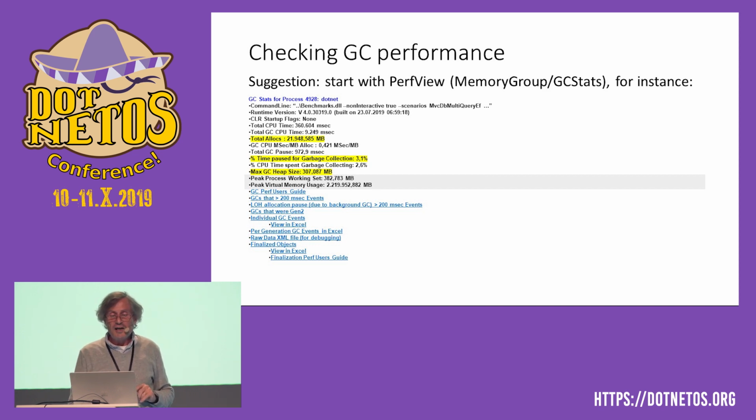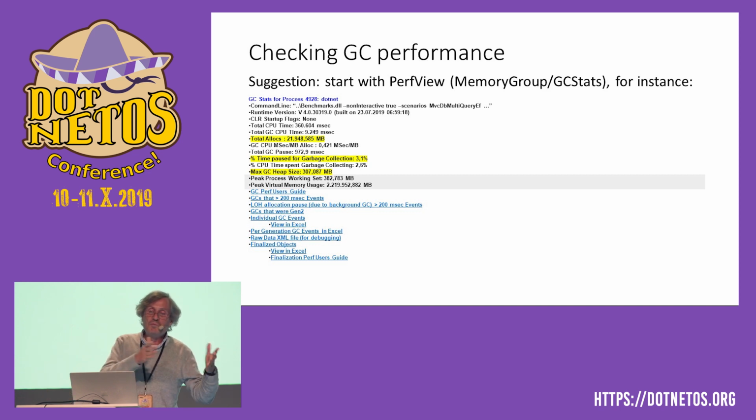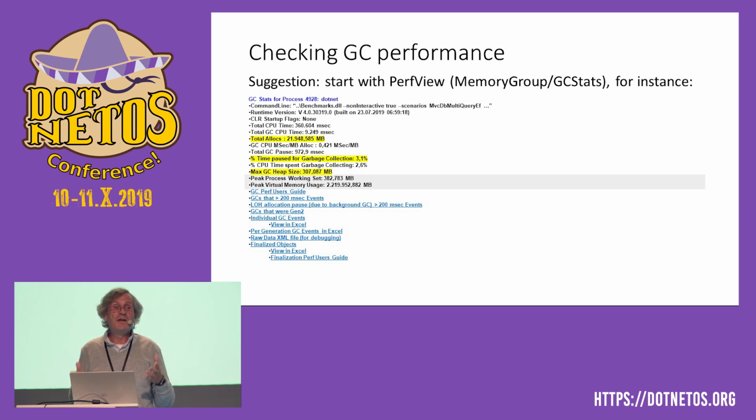The third number I look at is just the overall GC heap size, and that's also something I recommend you look at because sometimes you see a process having a large working set and you think, oh, it must be GC. I urge you to actually measure with PerfView and look at the numbers and make sure you have the right culprit.